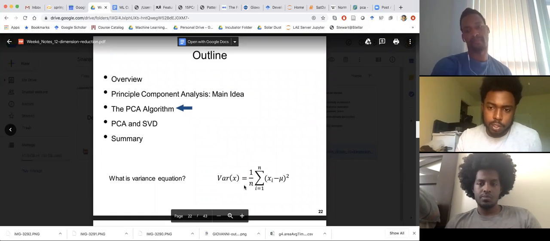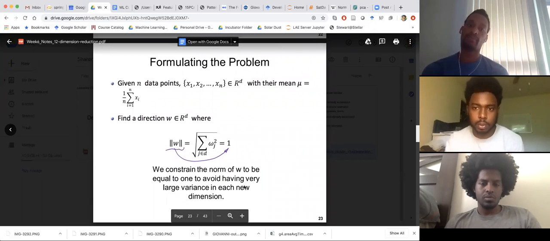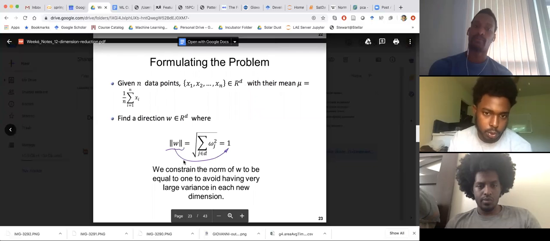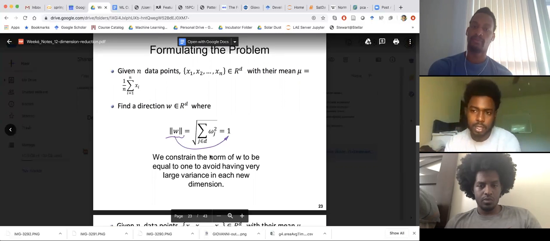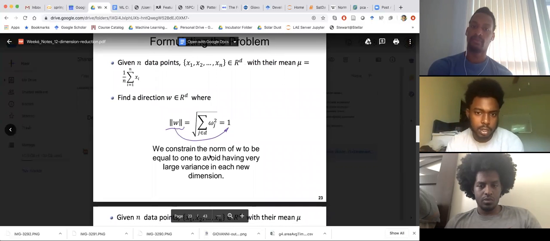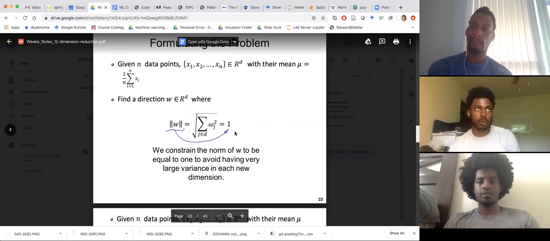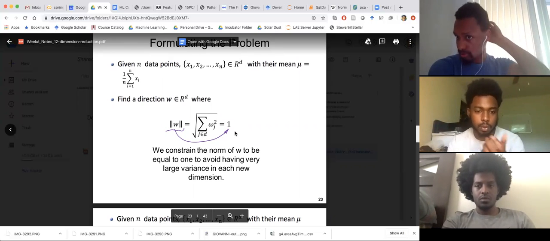Okay, here's our variance equation. So we formulate the problem first by looking at the mean as well as this norm. I think this is like a 2 norm. Is that the word for it? And we're considering the norm such that it's equal to 1. The idea here is that geometrically what we're doing is we're centering our data with the mean. Well, we'll get to that next. But we need the mean and the norm.